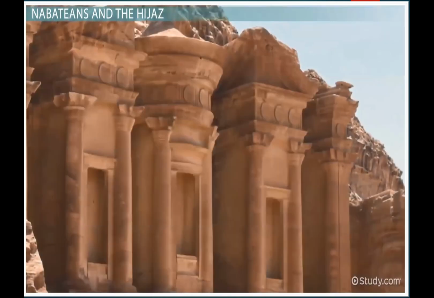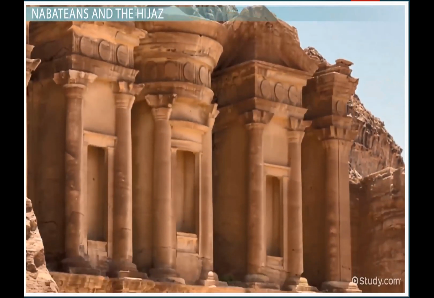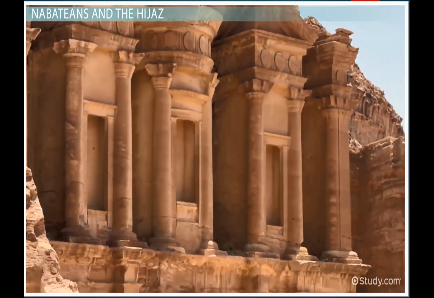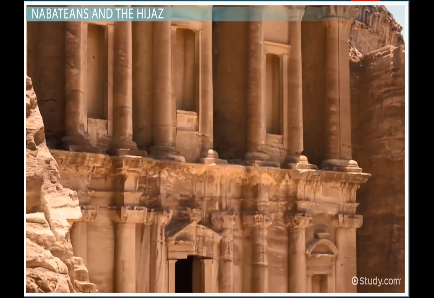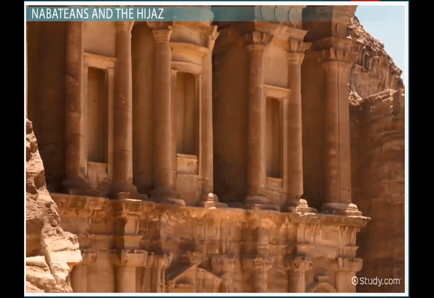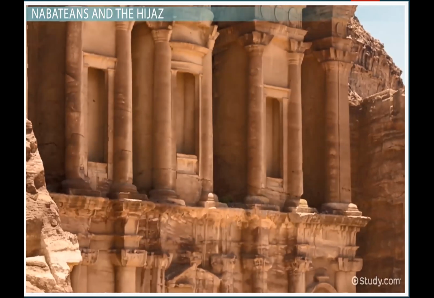As a result, they built a number of cities carved from solid stone. The most famous of these, Petra, has architecture that rivals that of Greece or Rome, and just from looking at it, you get a sense of the wealth required to build these structures.